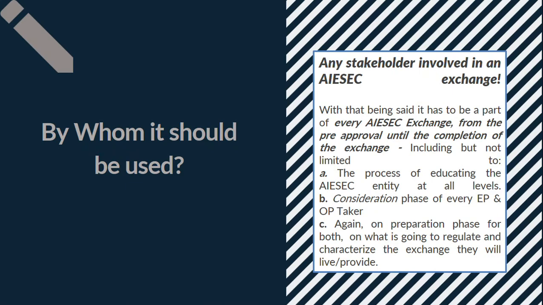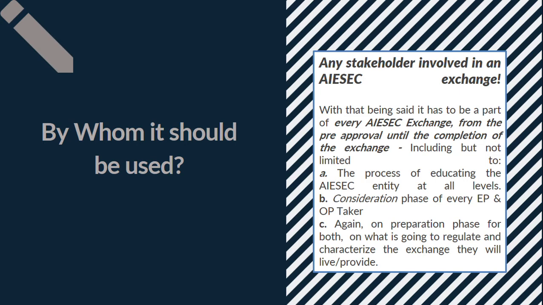By whom should it be used? Any stakeholder involved in an exchange uses the XPP. There are three main parts. First, the ISAC stakeholder, of course, which is the membership; the ISAC entity is a stakeholder of the organization. Secondly, our EPs, our customers. And thirdly, our partners, the OPs, who are also stakeholders of the organization.